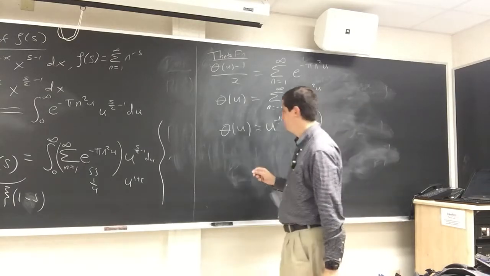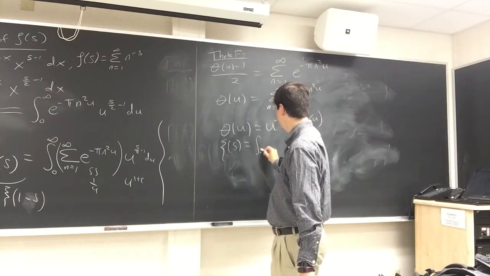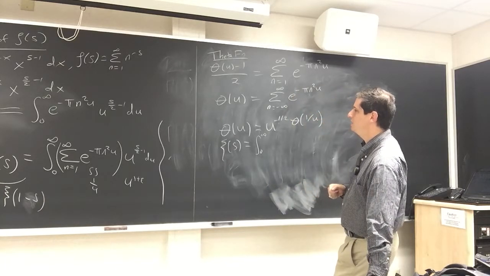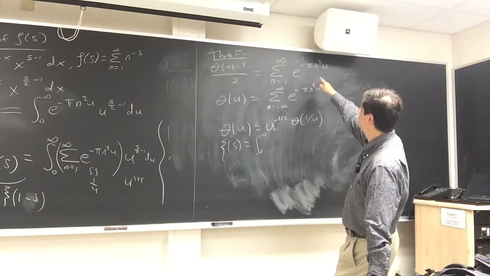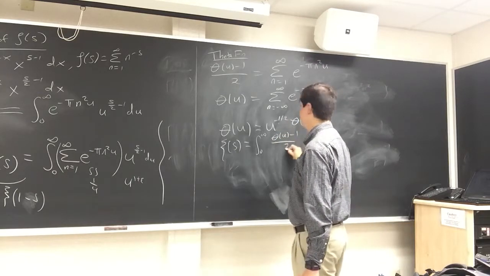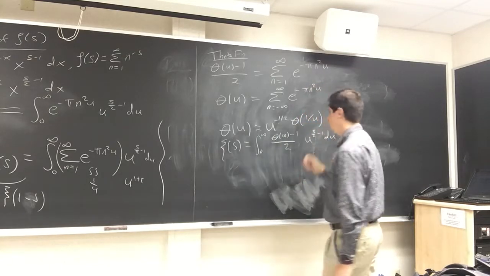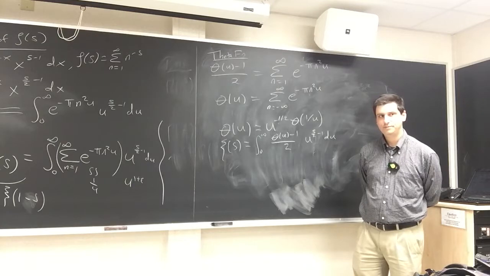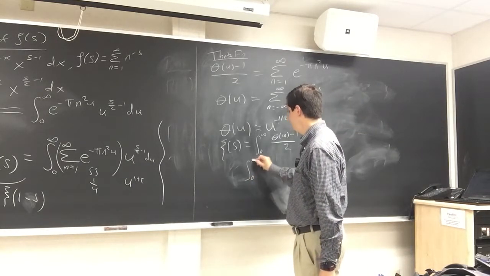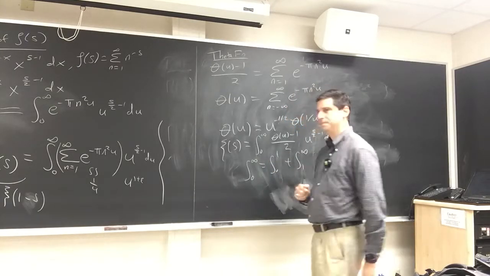So what we will have is c of s is equal to the integral from 0 to infinity. Now what we have over there, the sum n goes from 1 to infinity, e to the negative pi n squared over u. All right, so this is going to be theta of u minus 1 over 2, u to the s halves minus 1 du. And then what we'll do is break this integral from 0 to infinity into an integral from 0 to 1 and an integral from 1 to infinity.